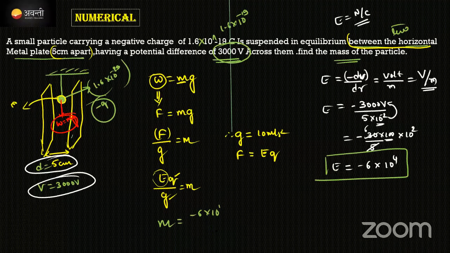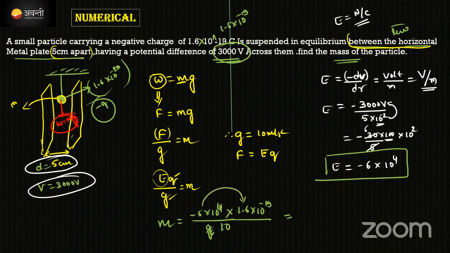Put the value of g here as 10, work finished, into the Q value, which is 1.6 into 10 to the power of minus 19 coulomb. Okay, and calculate this one, it's simple, guys. See what we can do here. If I take this 10 in the numerator, it will come as minus 10, 10 to the power of minus 1.